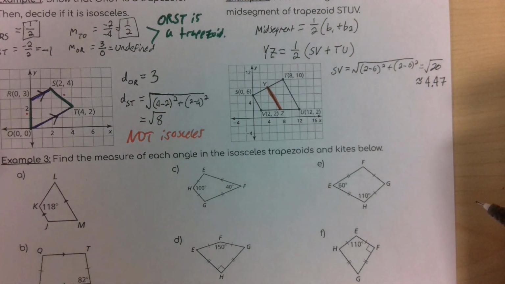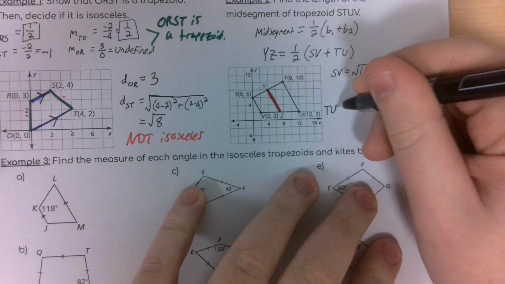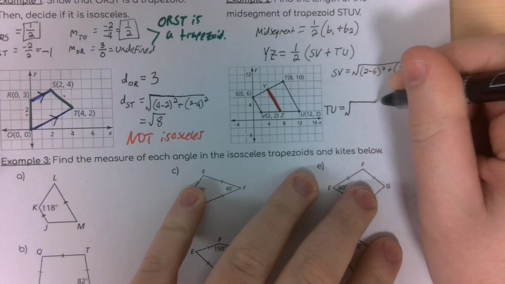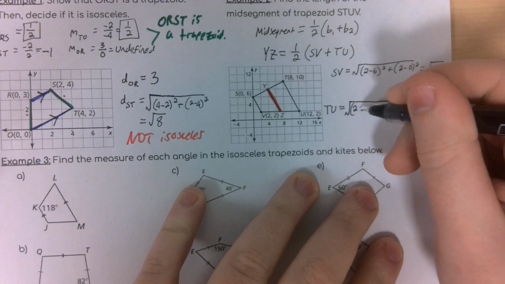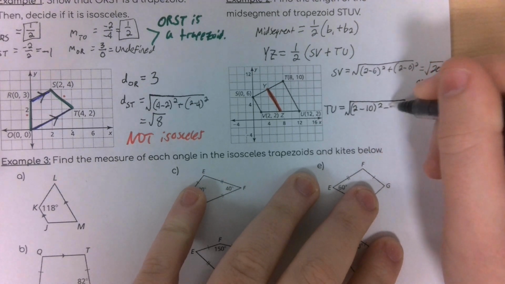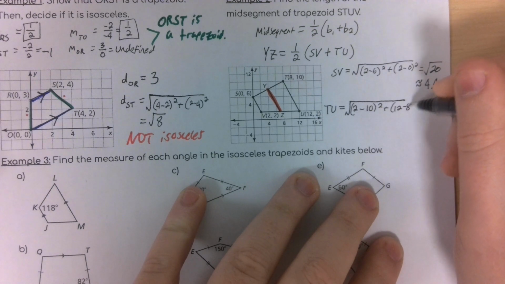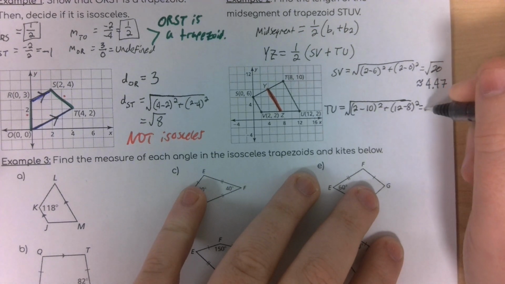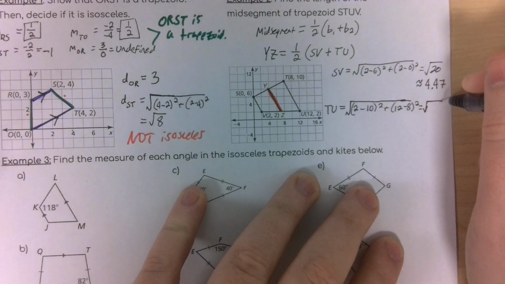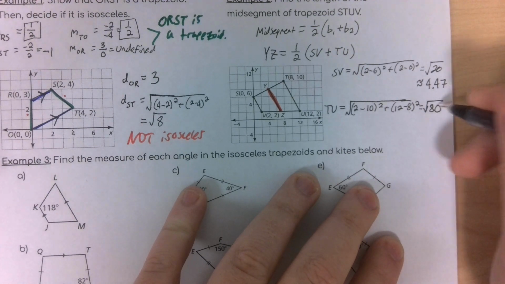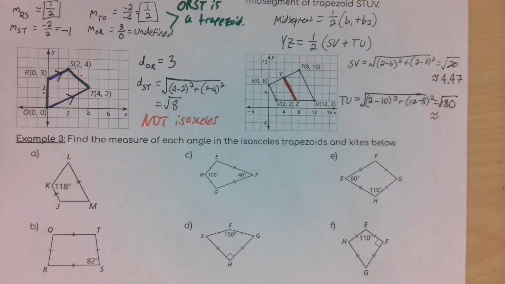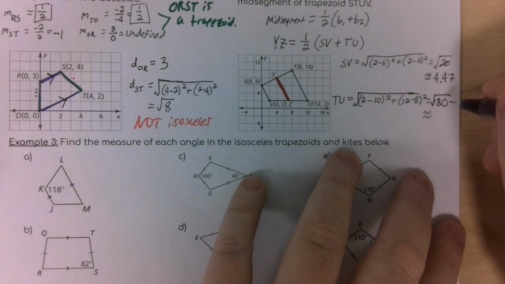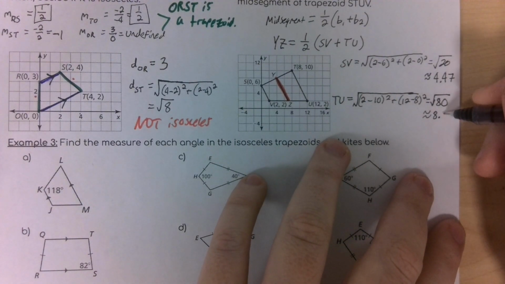We can do the same thing for TU. All we have to do is do y2 minus y1 squared, x2 minus x1 squared. For this one, it's a little bit bigger. We get the square root of 80, which, if you were curious, the square root of 80 is going to be 8.94.